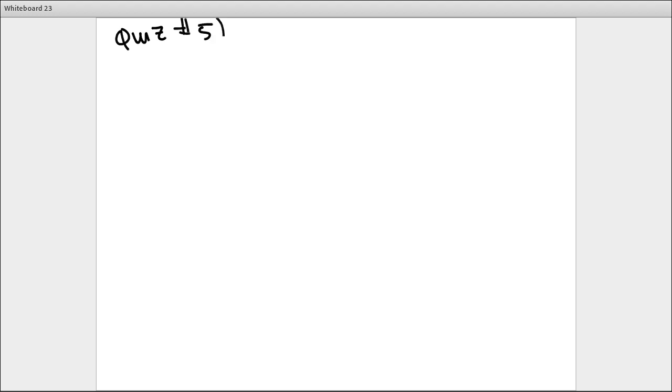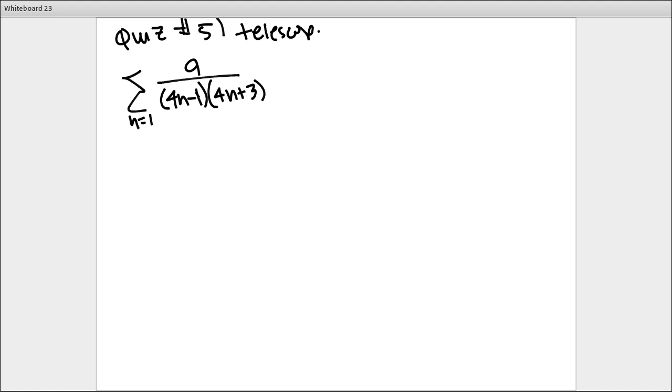Okay. I'll do one more and then I'll stop. Quiz number 5. It says, which of the following gives the sum of the telescoping series 9 over 4n minus 1 times 4n plus 3, from n equals 1. And you probably looked at that and went, what? That's not a telescoping series. Is it adding and subtracting if you just plug it in? If I plug in n equals 1, you get a positive number plus another positive, right?